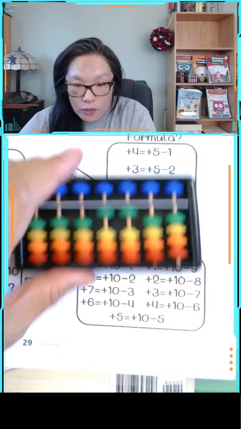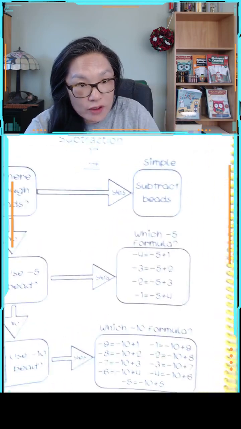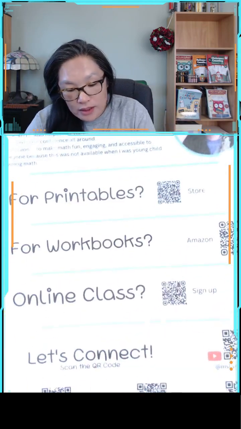That's how the workflow works. And it goes through each number like that. There's the subtraction workflow, and then there's the addition workflow. And that's what this book is.